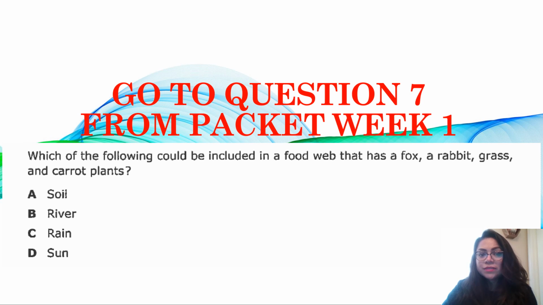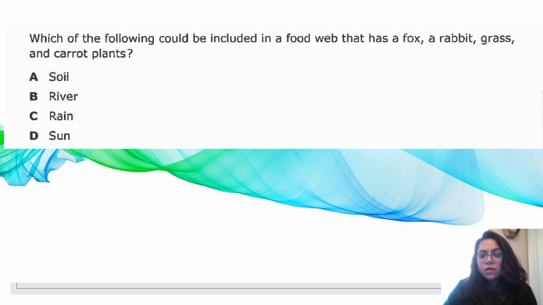Now go to question 7 from packet week 1. Find this question. What I'm going to do is model for you the kinds of questions you should be asking yourself and the kind of annotations that you should be writing in order to answer a question about food webs. The first thing I do is I read the question to myself. Which of the following could be included in a food web that has a fox, a rabbit, grass, and carrot plants?